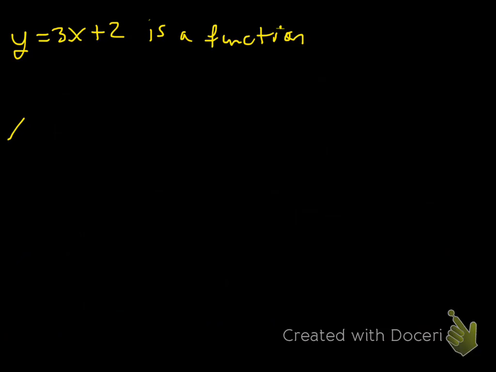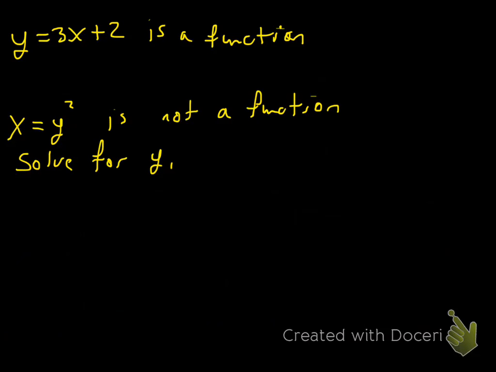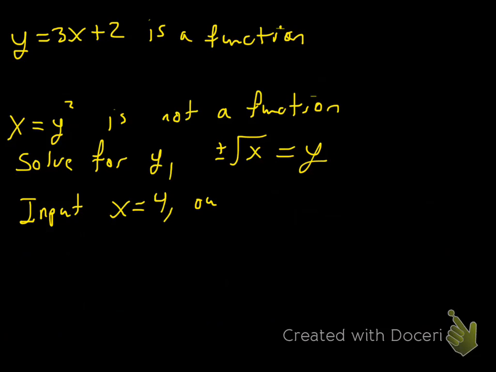The other one here we've seen quite a bit of recently is this x equals y squared, and I'm going to say it's not a function. And since it's not solved for y, we're going to go ahead and solve for y. And when we solve for y, we undo the square by square rooting, and we get plus and minus. If I give an input, which is the x, of 4, I'm going to get two outputs. I'm going to get plus and minus 2. The 2 comes from the square root of 4 is 2. Plus and minus was there when we took the square root.